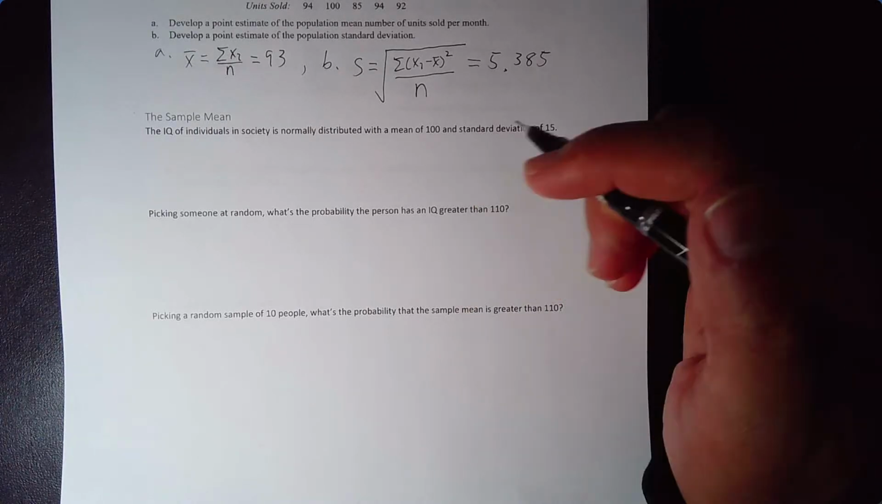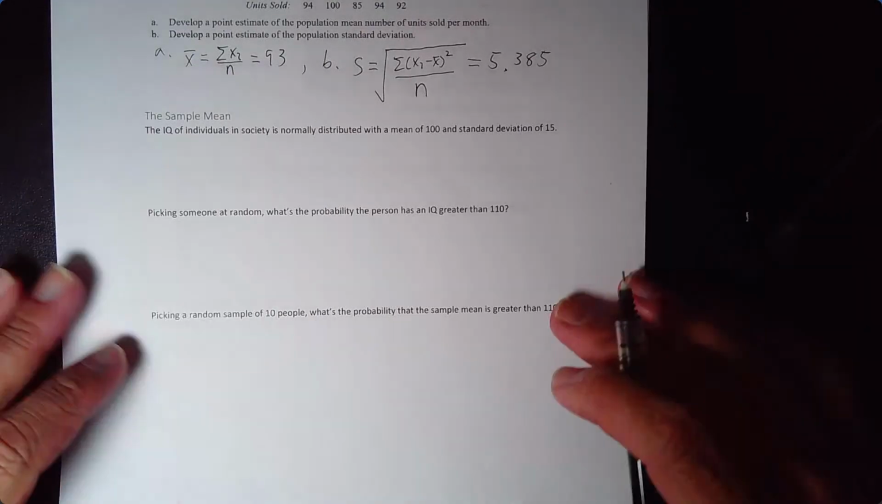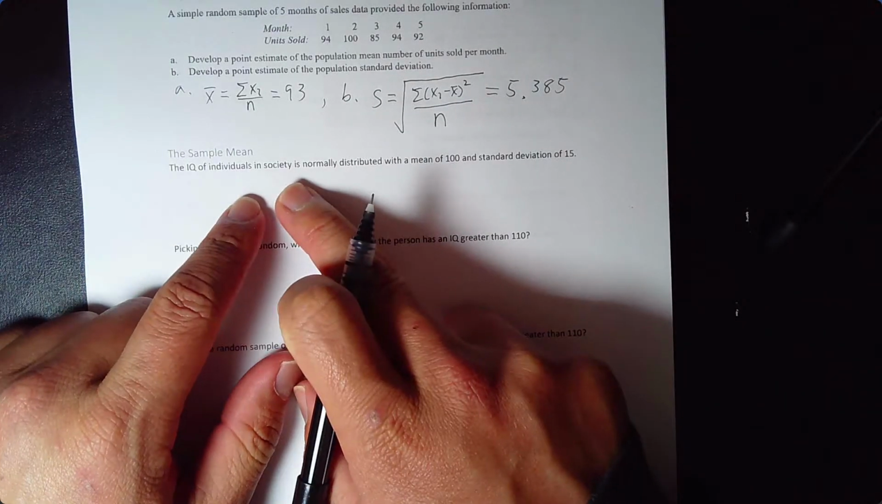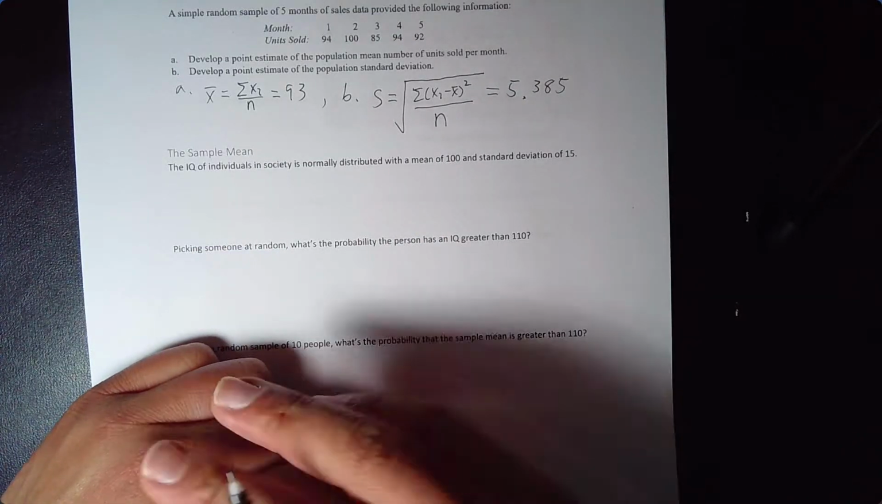So now that we have these estimators, one of the things that we're interested in is the distribution of these estimators. Okay, so let me explain. Let's take this for example. The IQ of the individual in society is normally distributed with a mean of 100 and standard deviation of 15. Okay, so this is from chapter 6.